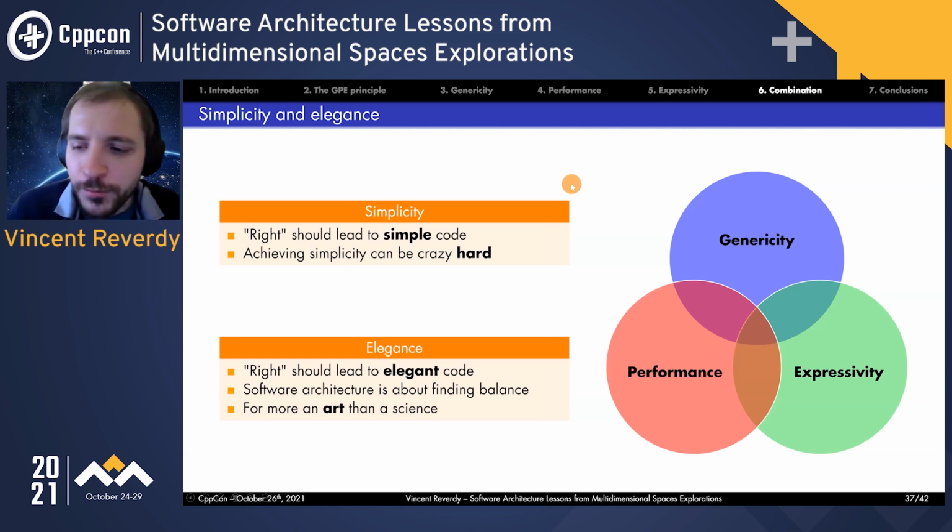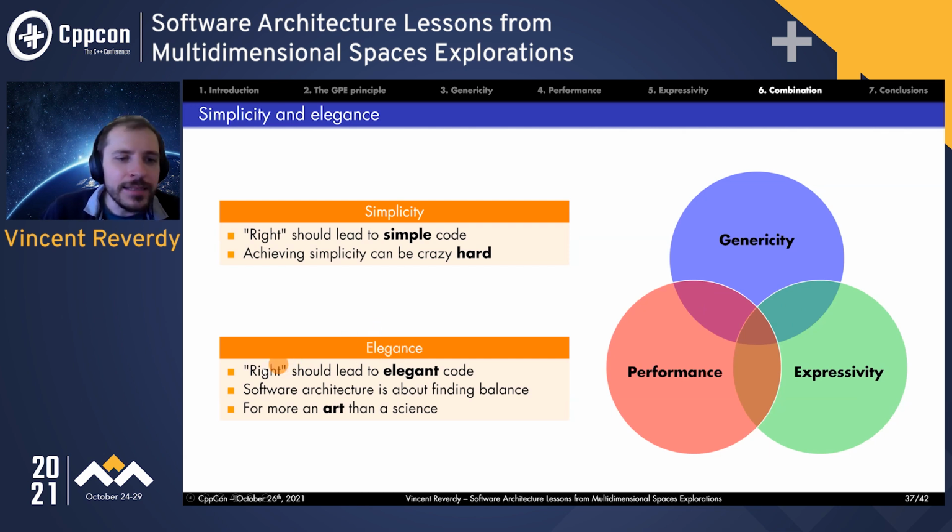So finally, what does right mean in the case of multidimensional arrays and in general when dealing with software architecture? Being right often means being simple and elegant. The criterion of simplicity means that users should be able to write simple code. The problem is that achieving simplicity on the implementation side is often extremely hard, because you have to deal with all the aspects of the three things at the same time, and it's combinatorial by nature. So you have to deal with combinatorial explosion to be able to deal with all of that.